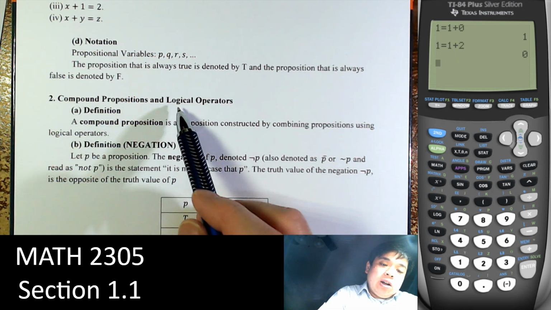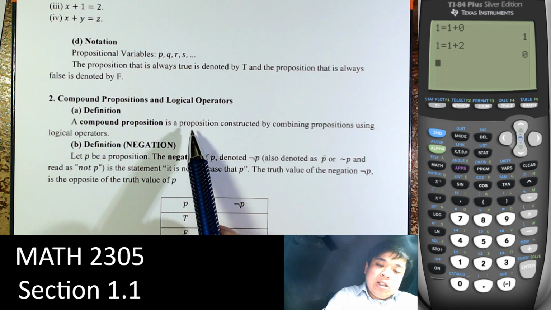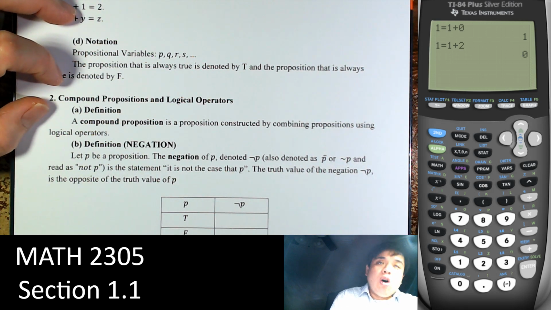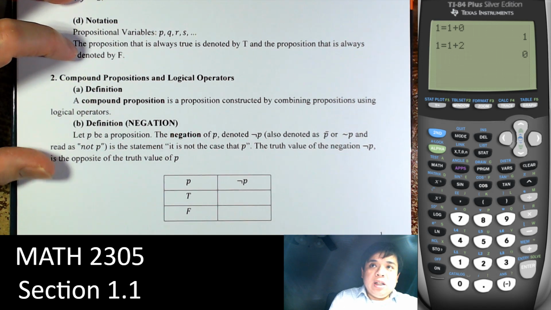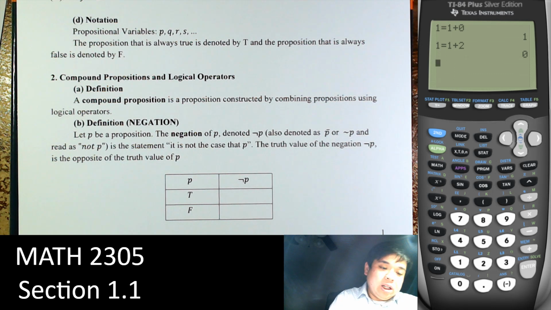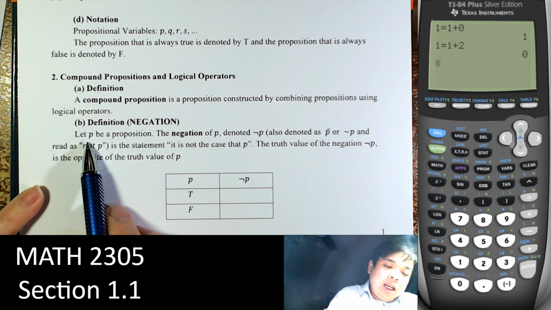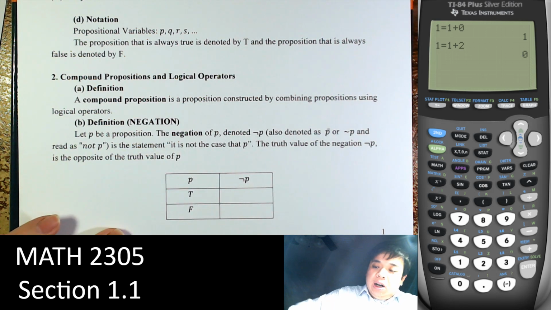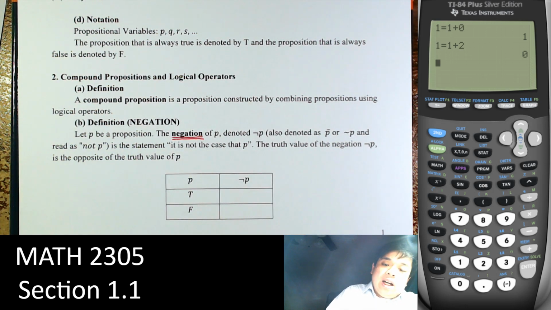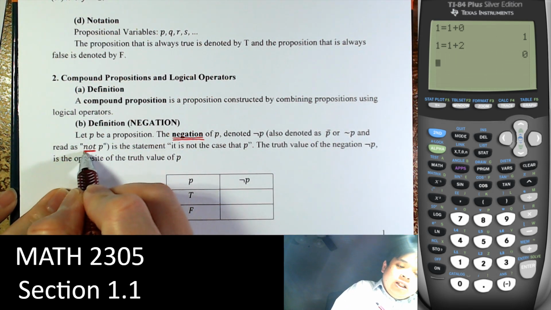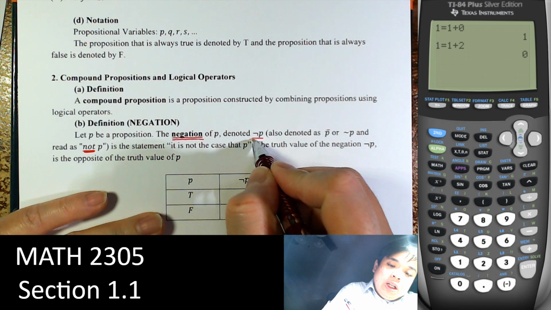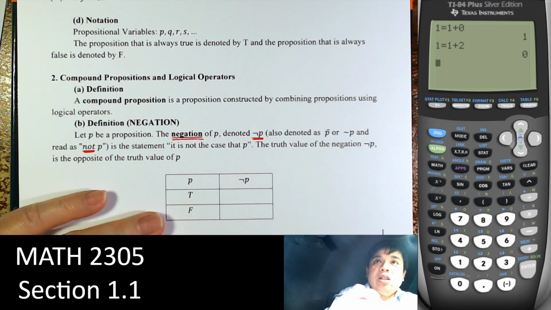Compound propositions and logical operators. A compound proposition is a proposition constructed by combining propositions using logical operators. A logical operator is an operator that combines propositions or does something to them. So let P be a proposition. Now we define the first one, which is negation. Just by the name, it means not. So by negation of P, we mean not P, and the notation that we use in the book is that symbol, so that is not P.